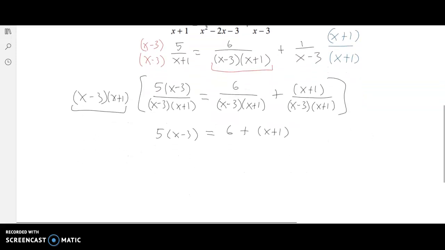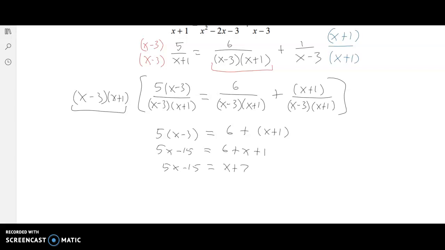And so let me scroll down a little bit. I'm going to go ahead and distribute this out now. So 5 times x minus 5 times 3, which is 15, equals 6 plus x plus 1. Now I want to combine my like terms. On this side, I'm going to keep this like it is for one extra step and combine my 6 and my 1. So I've got x plus 7 on this side now.